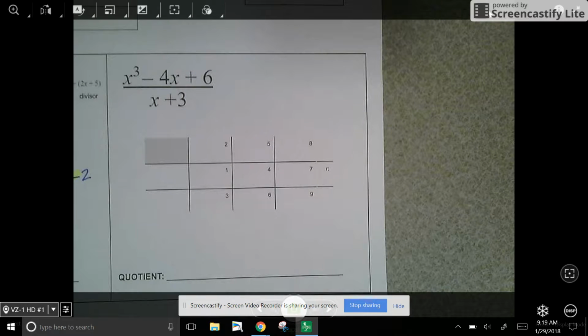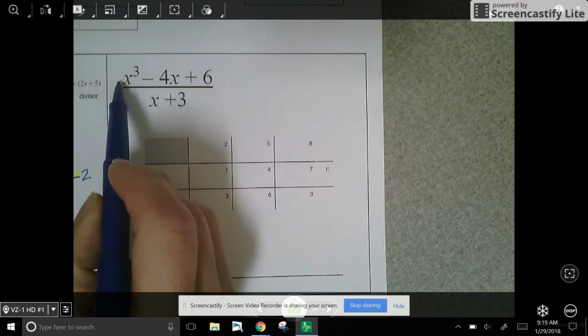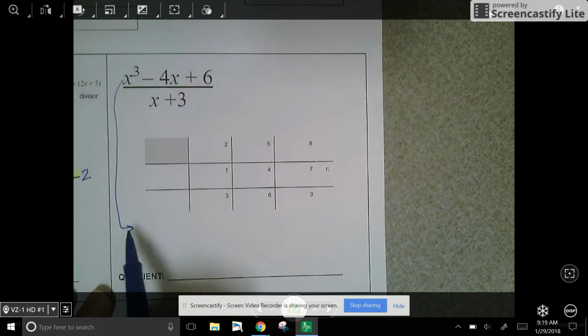Example 2 of division of polynomials, box method notes. So in this example, we actually need to set everything up. The only thing I've done for you is number it. So the first thing we want to do is write our dividend on the bottom.